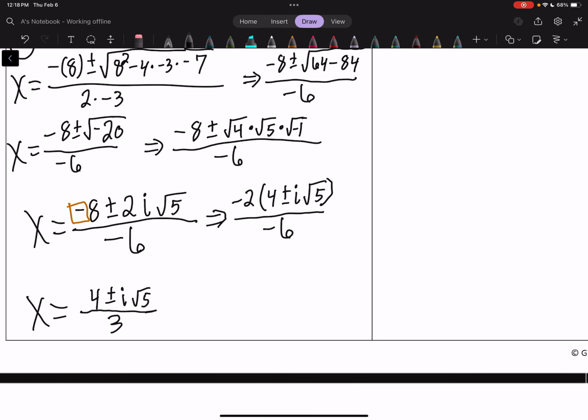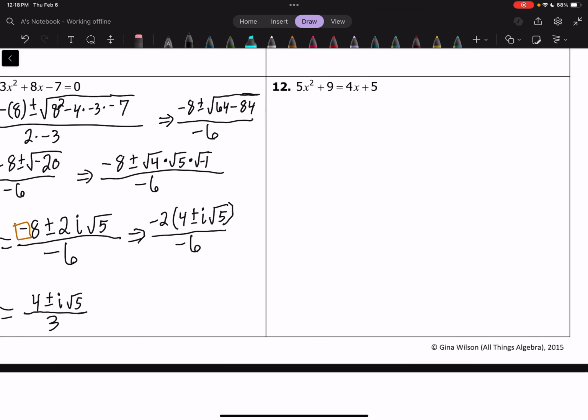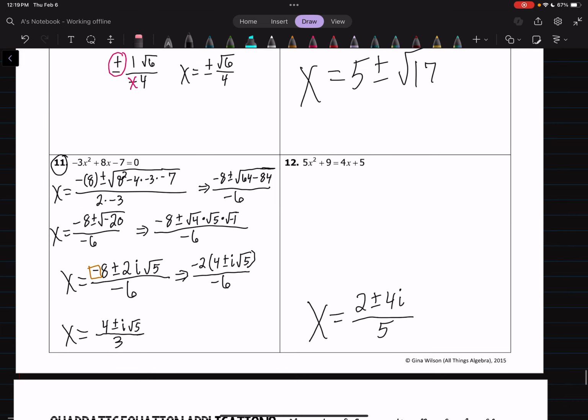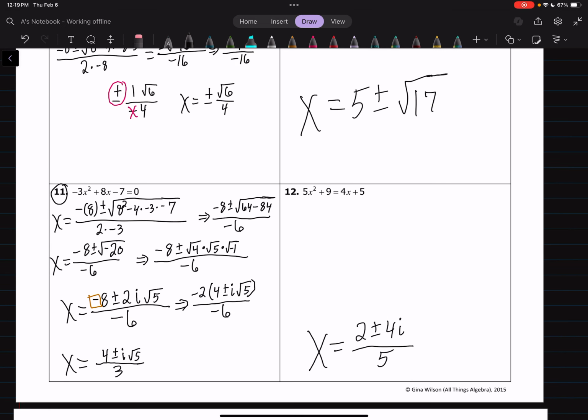Number 12 is a little bit easier because you won't have to worry about keeping that radical and simplifying it. It is a perfect square when you work it out. Your answer for number 12, go ahead and work it, but I'm going to write the answer, is x equals 2 plus minus 4i divided by 5. I feel like that one might give you a little bit of trouble, so I'm going to go ahead and work it out very, and I do mean very quickly for you, but you can see how I get the answer.